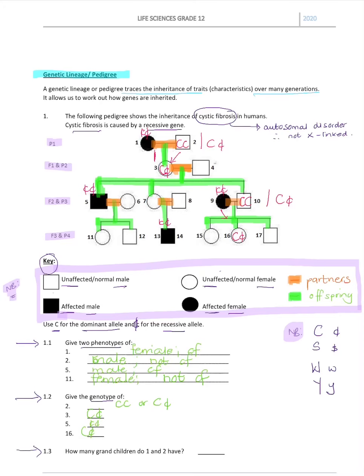Right, number 3 says how many grandchildren do 1 and 2 have? So 1 and 2 are the initial parents, the P1, and they have offspring, F1, which then become the P2. The P2 then give rise to this row, which are the grandchildren. So in this case there are 1, 2, 3 grandchildren, and they are numbers 5, 7 and 10.